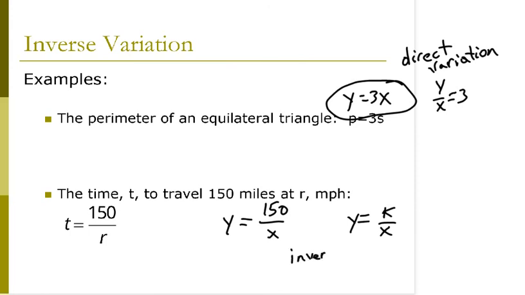And just to demonstrate that, let's say we were to undo this operation to get the 150 by itself. Instead of dividing by r, the inverse would be to multiply by r. And we would do that to the other side as well. So we end up with t times r equals 150. So we multiply the variables and end up with a constant. It is definitely an inverse variation.